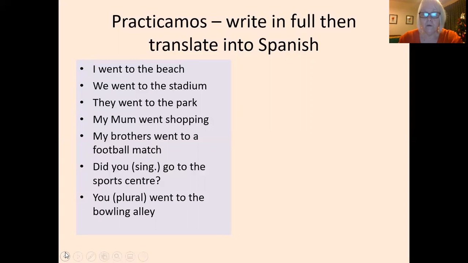Those among you who are thinking carefully about the language, you'll see it's got things like to the beach, to the stadium, and that's going to remind you of when we looked at al and a la. So think back to when you did that. Fui a la playa is going to be the first one, for example.